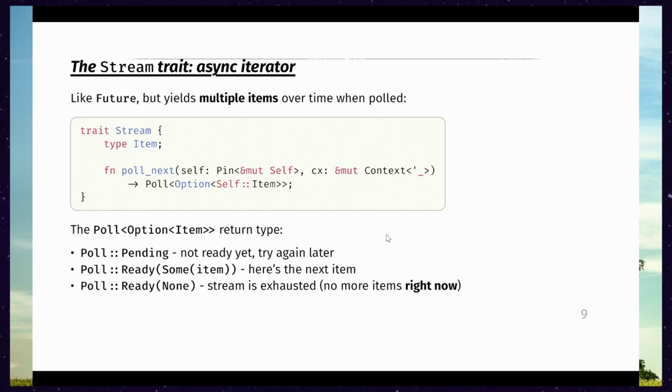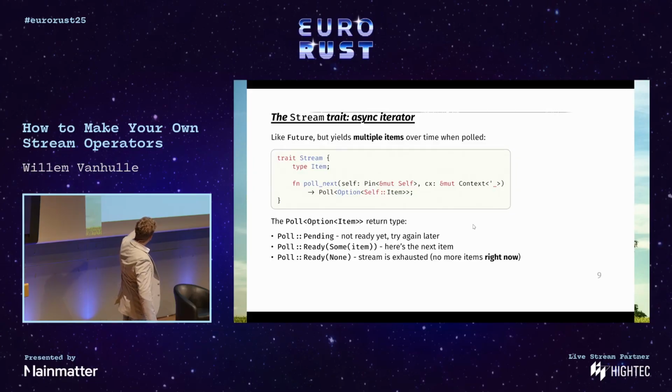And the meaning is similar to futures. You probably already work with futures. However, there's one tricky thing: when it yields none, it means that the stream is currently exhausted, but it may yield another item in the future. That could, for example, happen when you have a channel receiver, and the channel receiver notices that the queue of items waiting to be delivered is empty. Then it would yield ready none, for example.